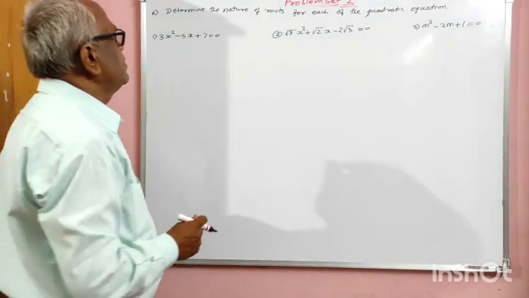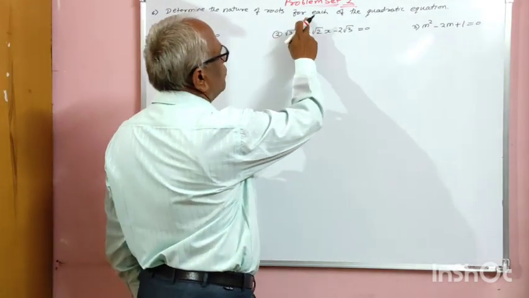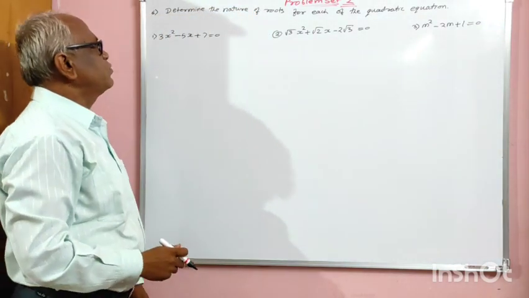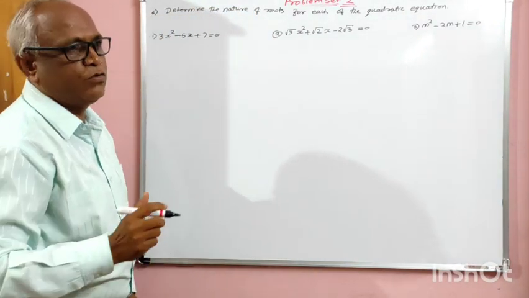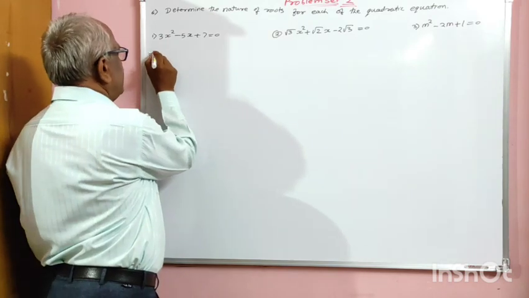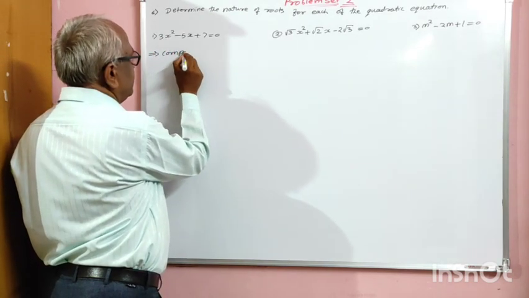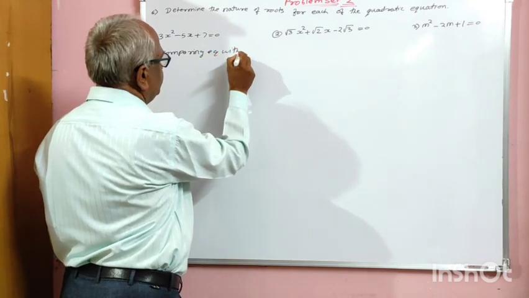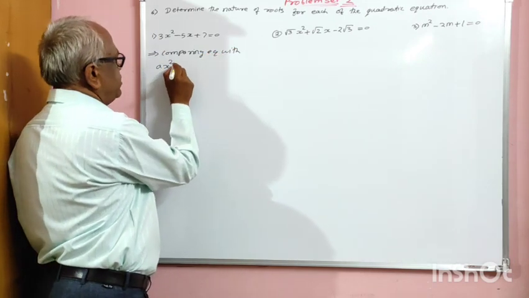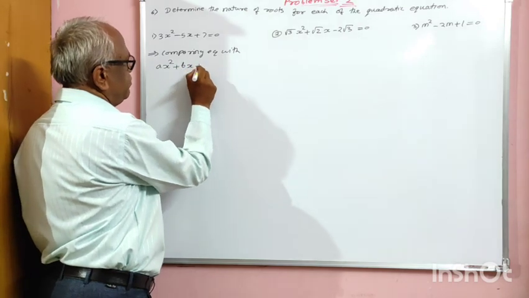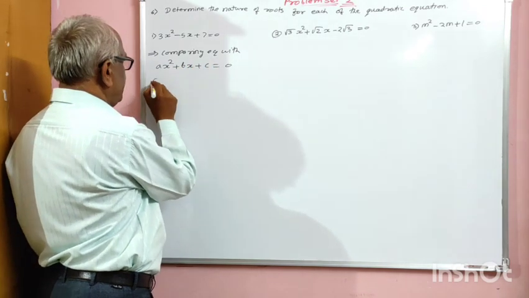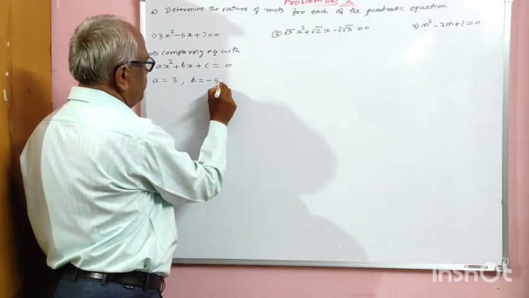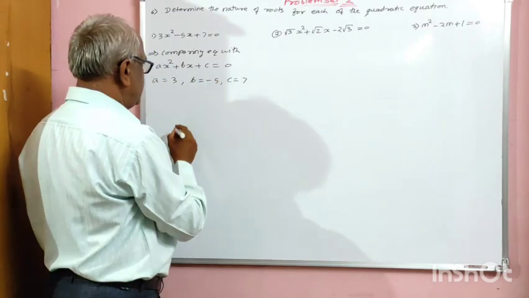Question number 6. Determine the nature of the roots for each of the quadratic equation. First one, 3x square minus 5x plus 7 is equal to 0. This we are comparing equation with ax square plus bx plus c is equal to 0, where a is equal to 3, b is equal to minus 5 and c is equal to 7.